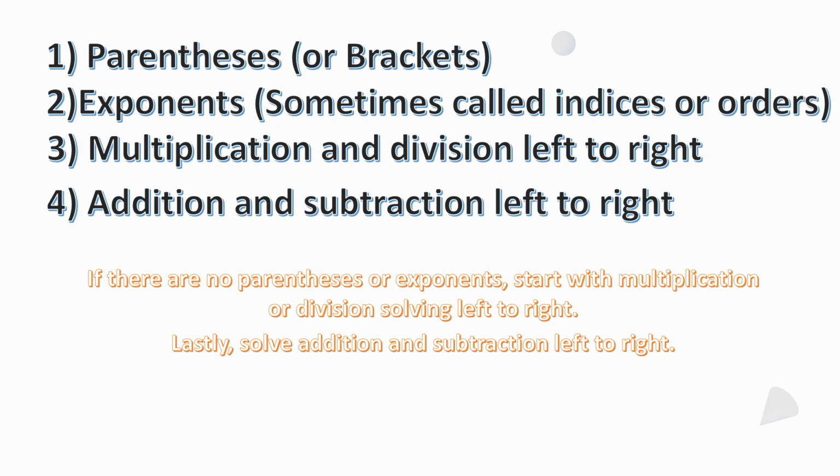Multiplication and division are then solved left to right after any exponents. Multiplication and division have equal precedence. Number four, you would solve addition and subtraction left to right. And again, addition and subtraction have equal precedence as well. If there are no parentheses or exponents, you would start with multiplication or division, solving left to right. And then lastly, you would solve your addition and subtraction left to right.